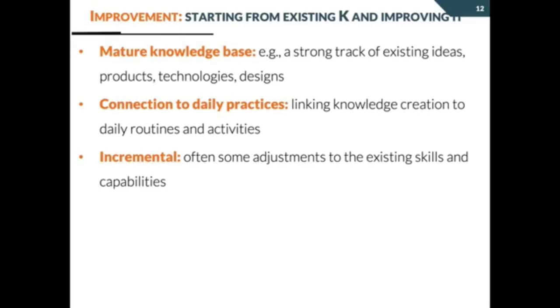But improvement is incremental. You very often slightly improve and a little bit adjust what you already have. So when thinking about major changes in the knowledge base of the organizations, improvement is limited in that sense.